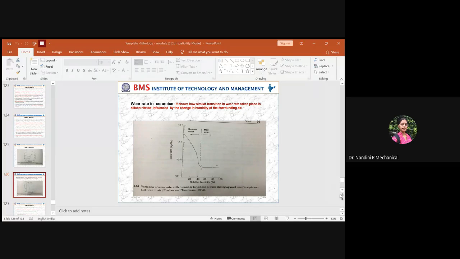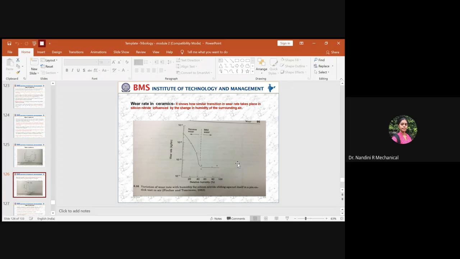Similarly, there is one more concept you have to understand here. Here you can see a graph where we have taken relative humidity along the x-axis and the wear rate along the y-axis. So this is the graph we are analyzing for the same material, silicon nitride. Silicon nitride here is sliding against itself, which means both the mechanical components, the mating element, are the same. So silicon nitride versus silicon nitride, you have two mechanical components sliding against each other.